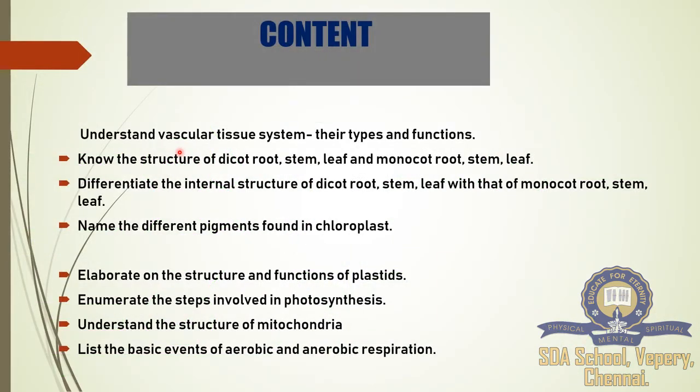In this lesson, we are going to study about the vascular tissue system, its types and its functions. Now the structure of dicot root, stem, leaf and monocot root, stem, leaf. Differentiate the internal structure of dicot root, stem, leaf with that of monocot root, stem and leaf. And then name the different pigments found in chloroplast. Elaborate on the structure and functions of plastids. Enumerate the steps involved in photosynthesis.